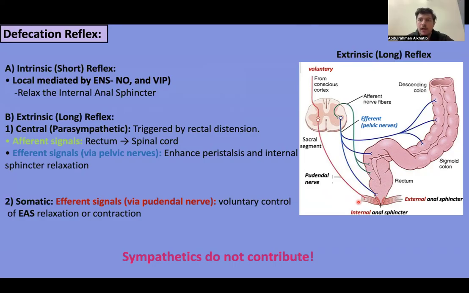Tamam? Now, three players are involved in this process. Remember, the enteric nervous system, the parasympathetic nervous system, and the somatic nervous system innervation via the pudendal nerve. Notice that I have never mentioned the sympathetic nervous system. So the sympathetic nervous system does not contribute to this process at all.